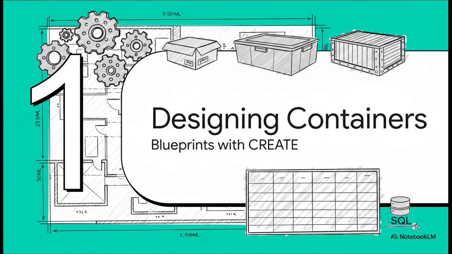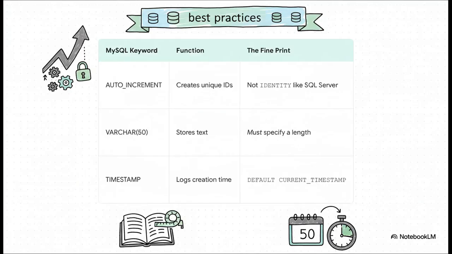So you can't have a workshop without a plan, right? Before we can store anything, we've got to design our containers. In the world of MySQL, that means we're basically drafting blueprints for our tables, using a command called CREATE TABLE. Now, this is where you really start to see the unique flavor of MySQL. See that keyword AUTO_INCREMENT? That's a special MySQL trick for automatically giving every single item you add its own unique ID number. You don't have to lift a finger.